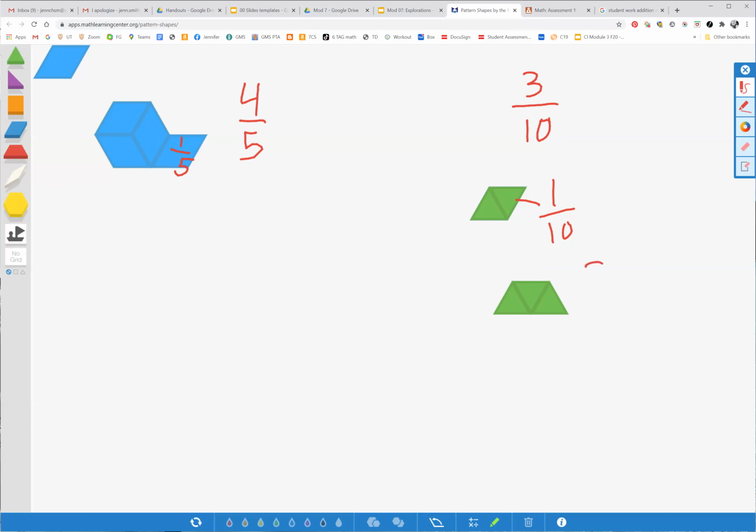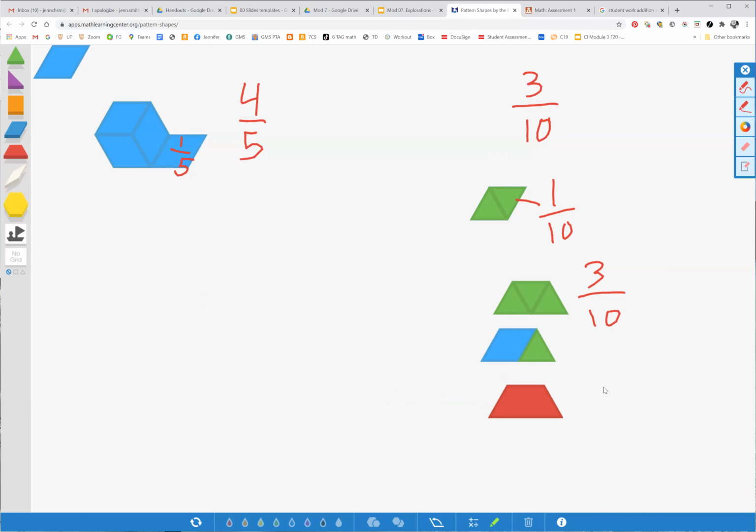That is my 3/10. Something to notice here is that there are multiple ways to express this answer. I could make 3/10 like this, my 3 green triangles, or I could replace 2 of those green triangles with 1 blue rhombus, like that. That's also 3/10. Or I could replace all of it with a red trapezoid. So there are 3 different ways to represent 3/10 here.